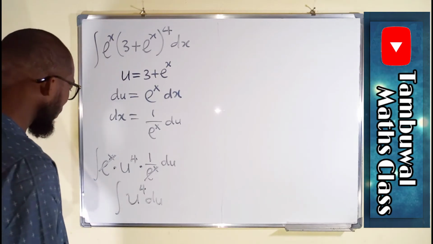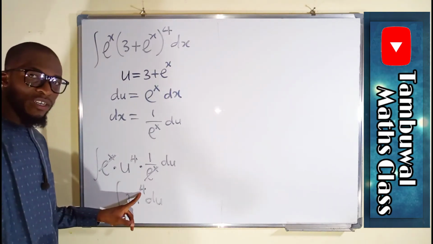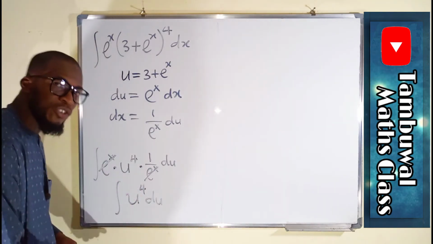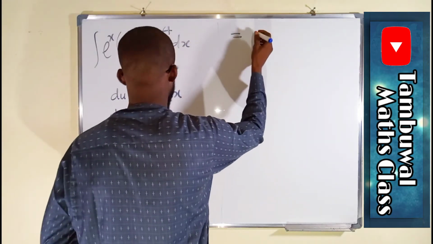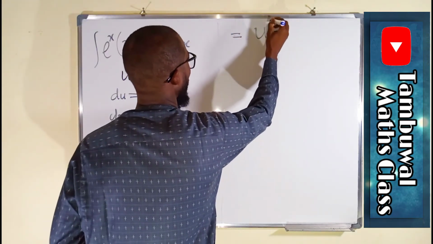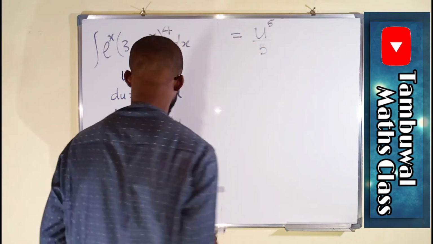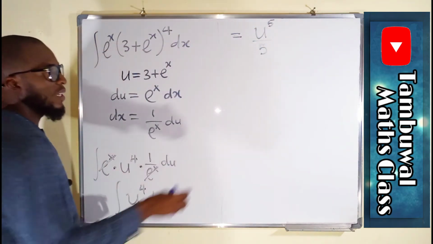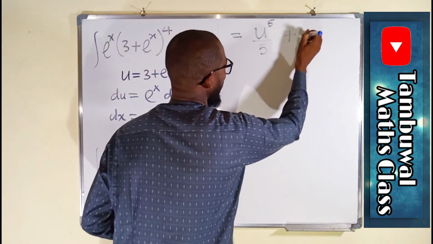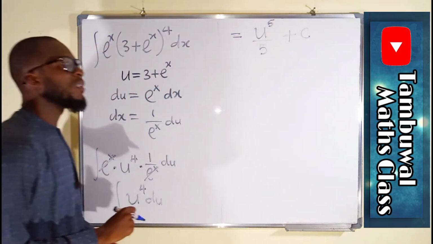This power will increase by 1 and you have to divide by the result. So this becomes u to the power of 5 divided by 5. Again, if you differentiate this function, you get back the original, and then you are free to add your constant of integration.